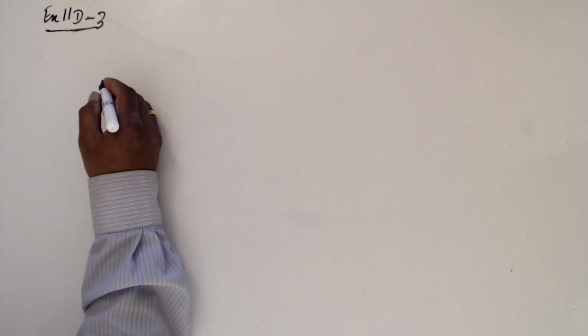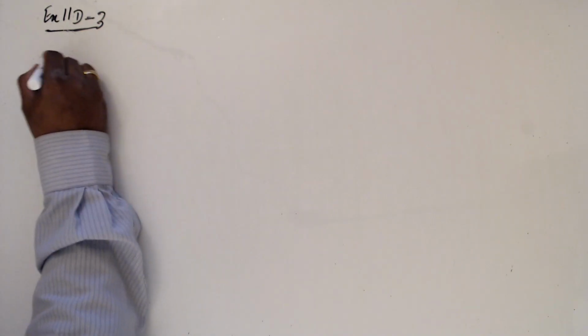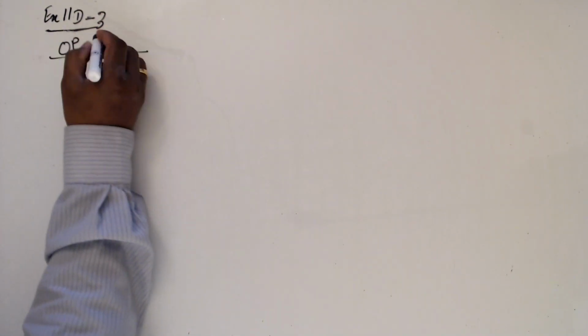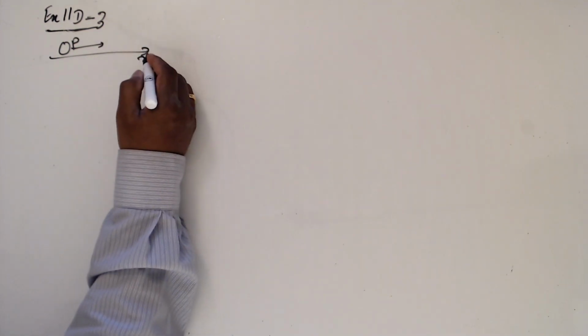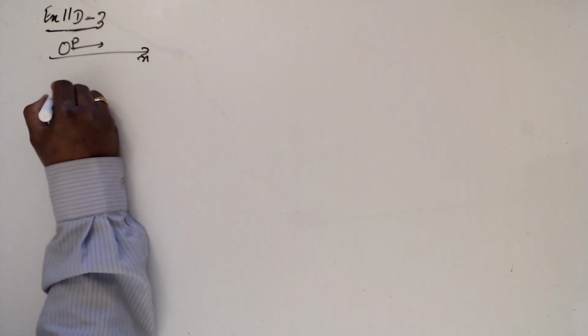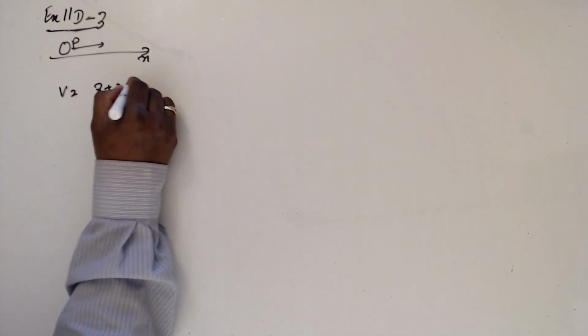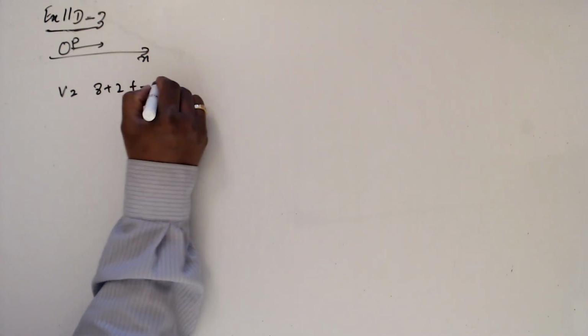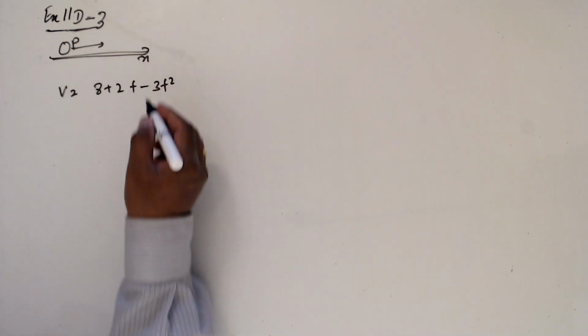Question number 3, the particle P is moving on the x-axis. At time t, the velocity of the particle is given as v equals 8 plus 2t minus 3t squared, in the direction in which x is increasing.